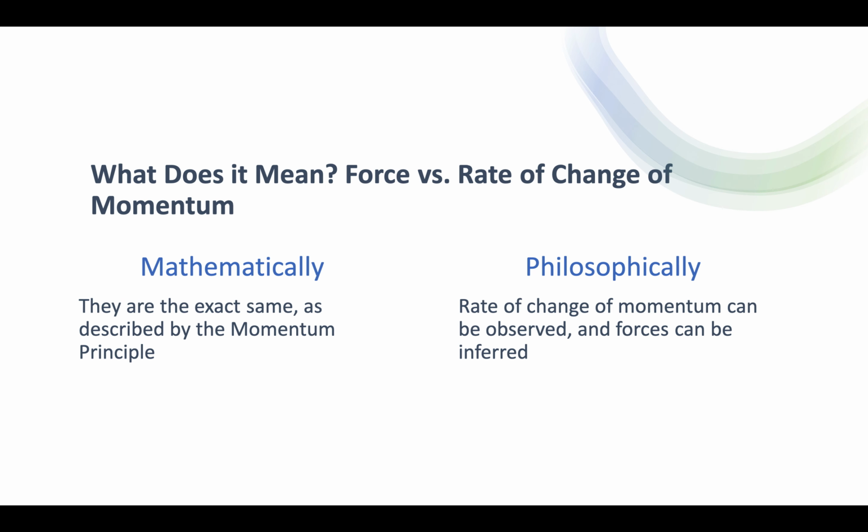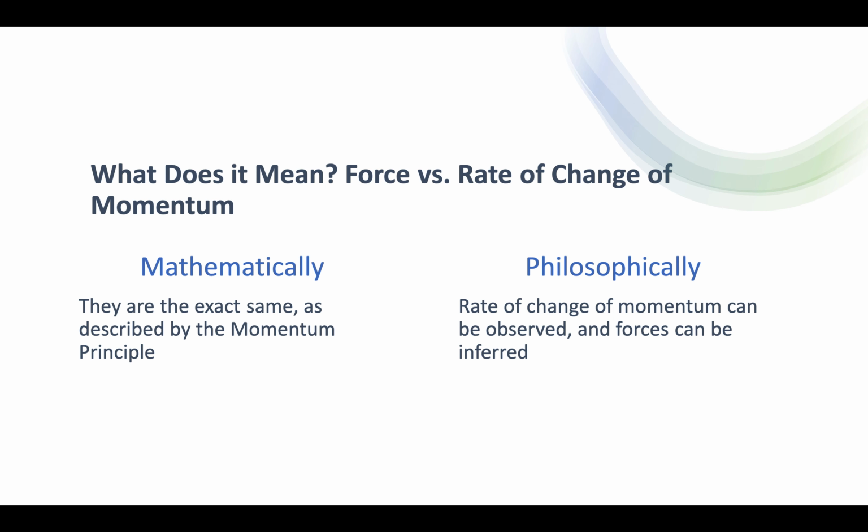Mathematically speaking, the net force and its parallel and perpendicular components are exactly the same as the rate of change of momentum and its parallel and perpendicular components. This equivalence is stated in Newton's second law of motion, or the momentum principle, and was used to calculate the force on the star. However, philosophically, these two quantities are different.